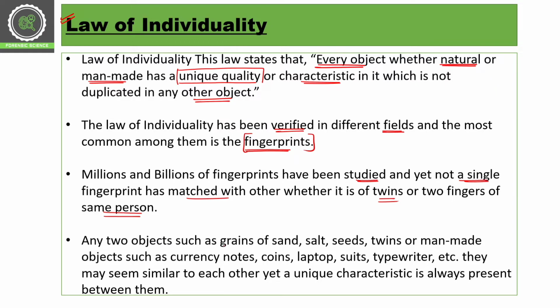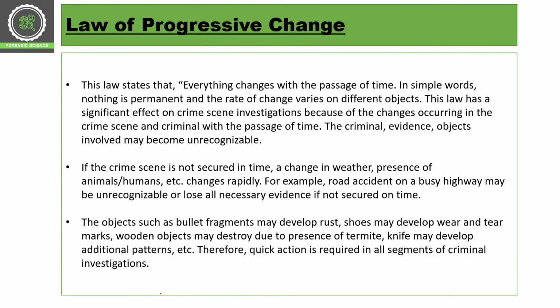Any two objects such as grains of sand, salt, seed, twins, or man-made objects such as currency notes, coins, laptops, suits, typewriters, all these things have some unique characteristic features. They may seem similar to each other, but they have a unique characteristic feature which is always present between them. Okay, so this is the first law of forensic science, law of individuality. That's why every evidence is unique, every crime scene is unique.